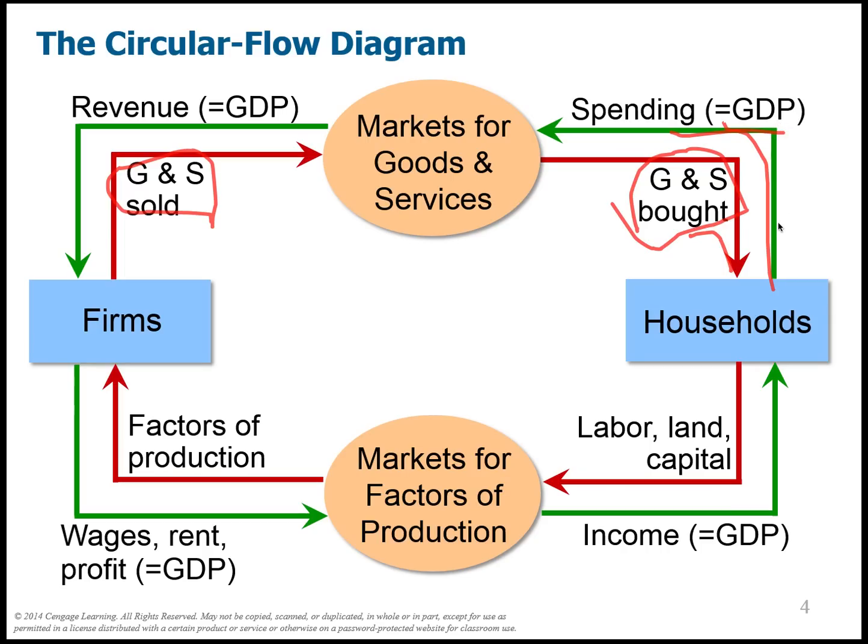And if you look at this really cool diagram, you see that spending is equal to revenue, is equal to the wages, rent, and profit, is equal to income. So basically this is telling me that I can measure whatever is easiest to measure out of spending, revenue, wages, rent and profit, or income. I can measure any of those, and it will give me a pretty accurate idea of gross domestic product.